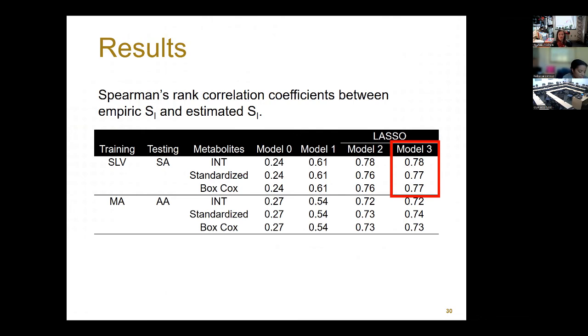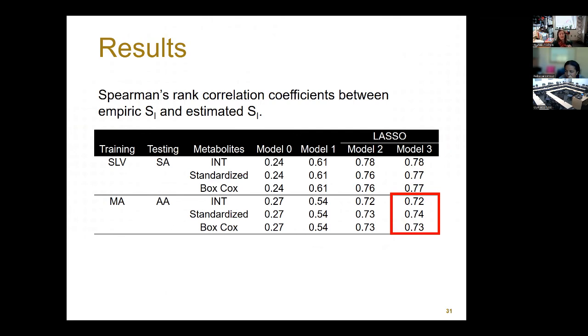Looking here a little further, we also have results where we trained our models in our Mexican Americans and then applied them to our African Americans. So the data that I'm showing here is still the same. And what you can see, if I just pull your eyes immediately over here to Model 3, you're looking at that Spearman's rank correlation between empiric and estimated SI now in our African American cohort.